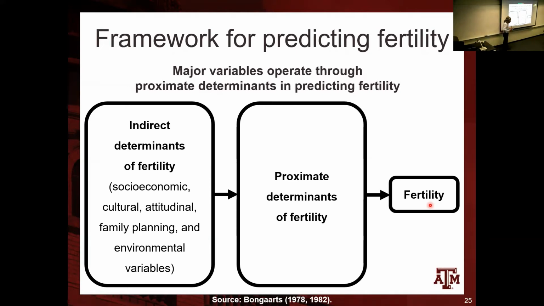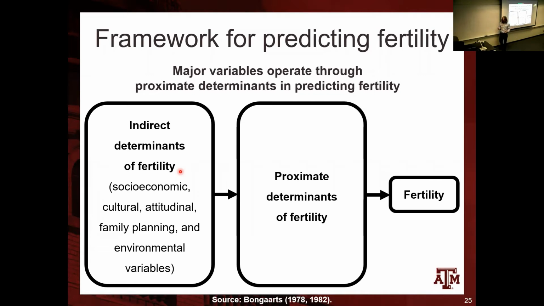And overall, characteristics of our society are the indirect determinants of fertility. These could be socioeconomic, cultural, attitudinal, planning, environmental variables. How our society is organized in terms of even economic development, overall education levels, and all these other aspects of our society that make women be more or less inclined to have children. Cultural, attitudinal.